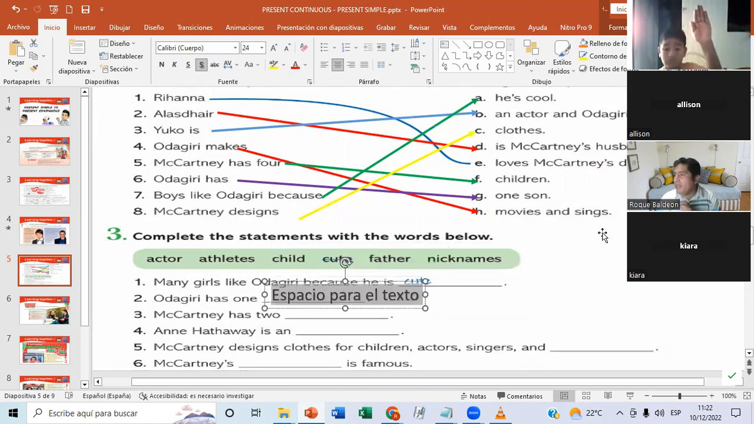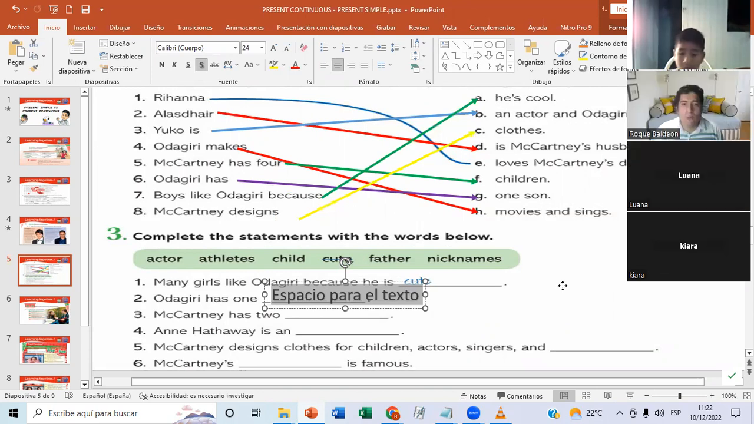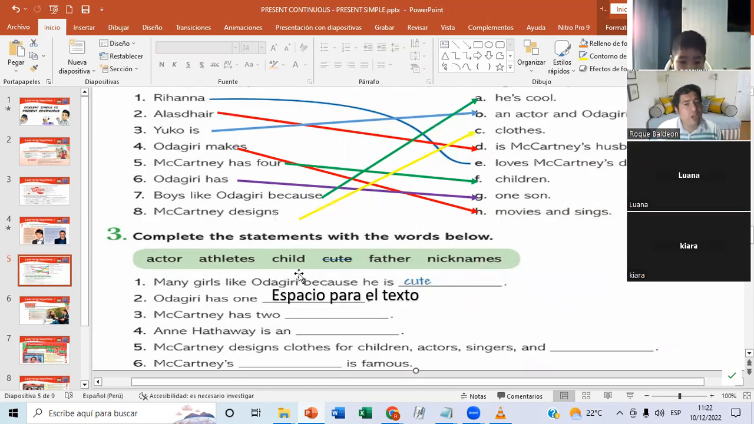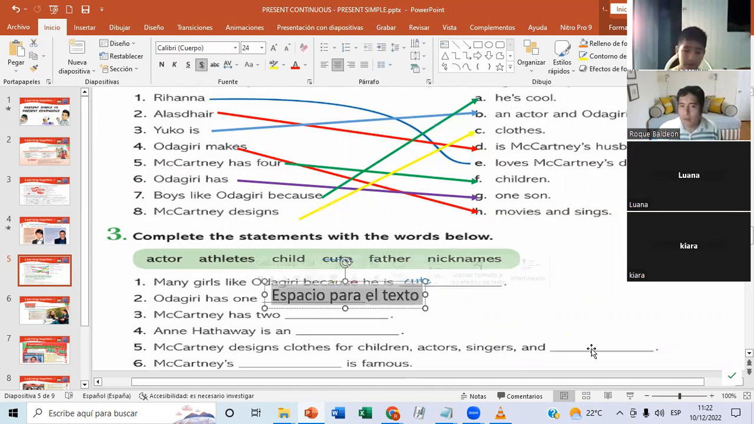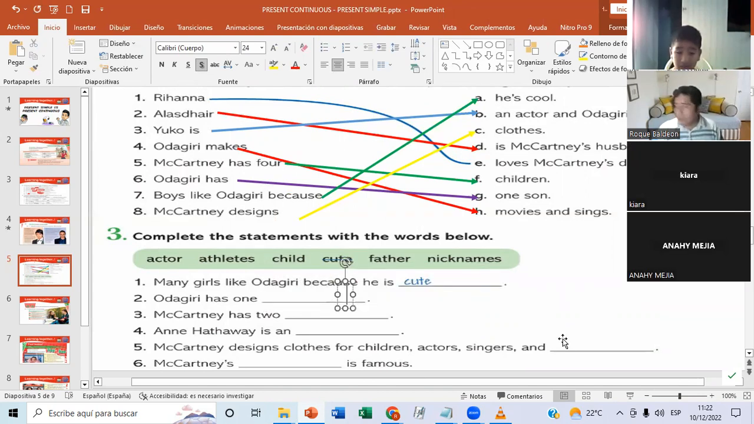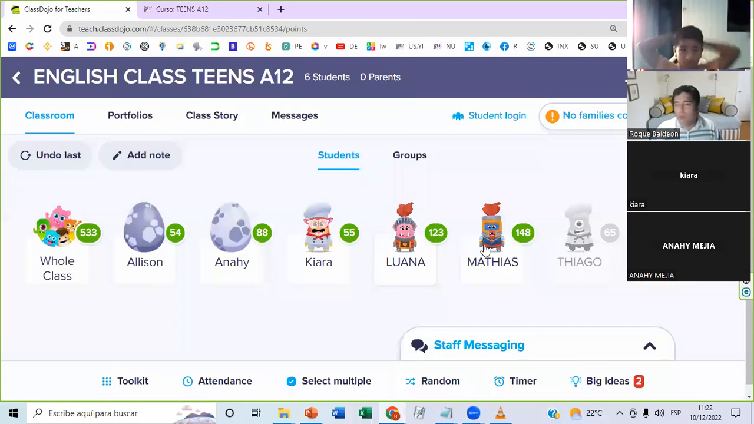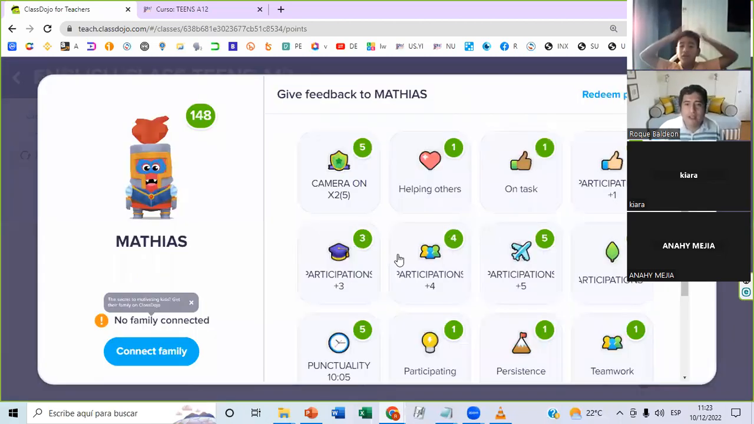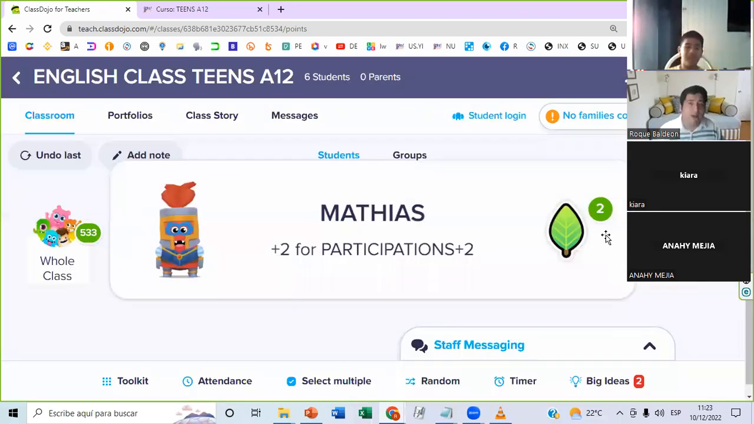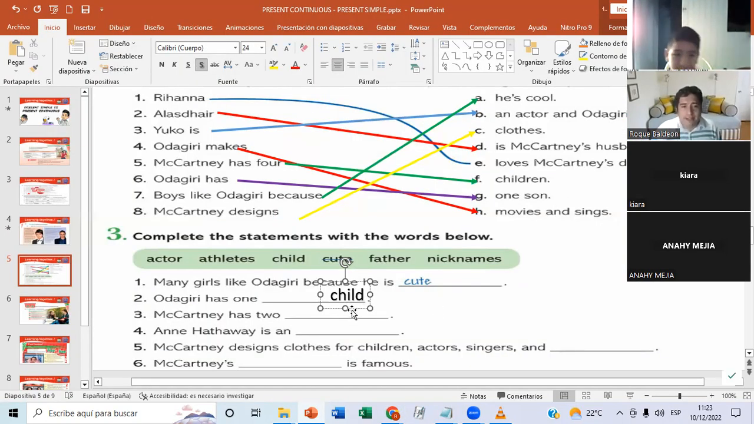Odagiri has one. A ver, por acá veo la hand levantada de Matías. Tell me, Matías. Odagiri has one... Actor, athlete, child, father, nicknames. Child. Okay, Matías dice child. The answer is correct. Very good. Awesome. My gosh, Matías. Vino con todo, Matías. Very good. Has one child. Un solo hijo. Very good. Awesome.